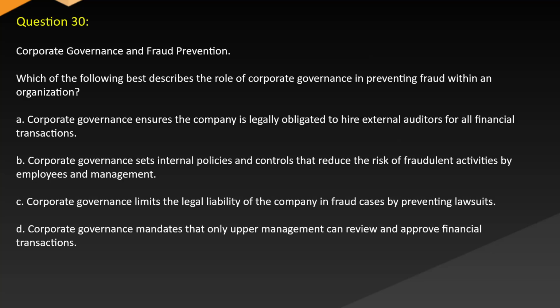Which of the following best describes the role of corporate governance in preventing fraud within an organization? A. Corporate governance ensures the company is legally obligated to hire external auditors for all financial transactions. B. Corporate governance sets internal policies and controls that reduce the risk of fraudulent activities by employees and management. C. Corporate governance limits the legal liability of the company in fraud cases by preventing lawsuits. D. Corporate governance mandates that only upper management can review and approve financial transactions.